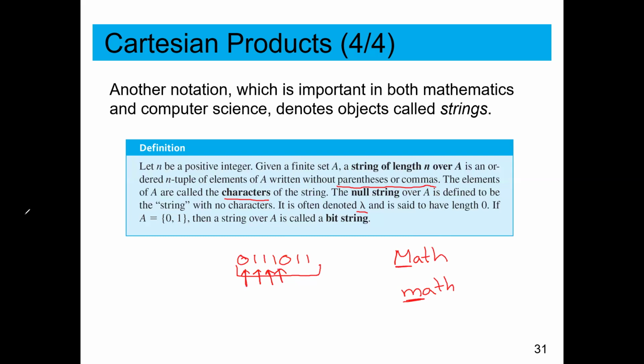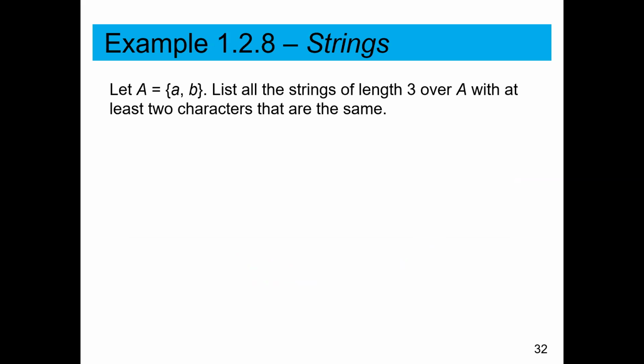Now, we use a lot of different strings and we play with them and utilize them. So if I did something like this, I said A is the elements A, B, and we want all the bit strings of length 3 with at least 2 characters that are the same. So that means I have to have 2 A's or 2 B's. But it says at least, so I could have all 3 be the same.